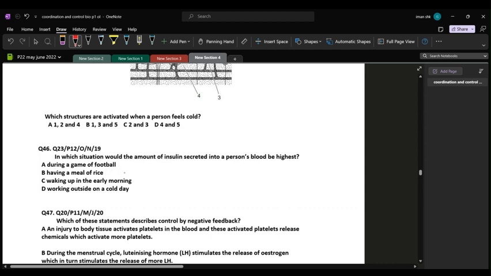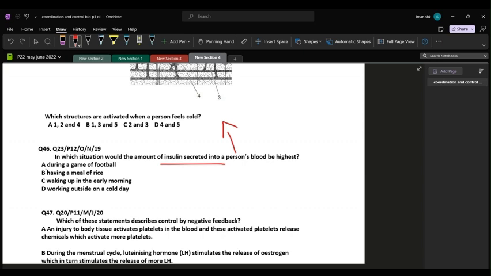Question 46. In which situation would the amount of insulin secreted into a person's blood be highest? When is insulin secreted? It is secreted when a person's blood glucose level is high, and to bring it back to normal, insulin gets secreted.